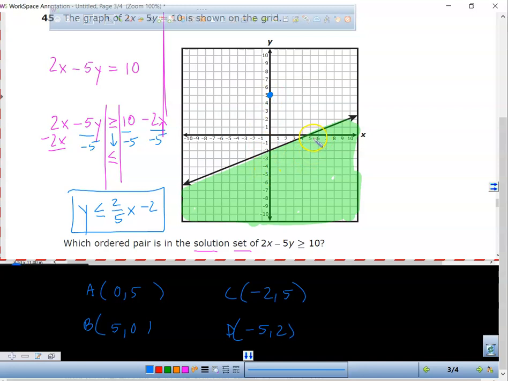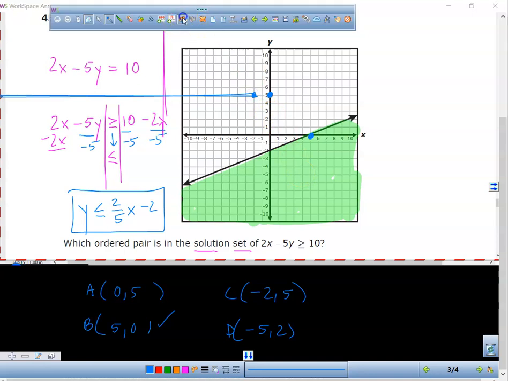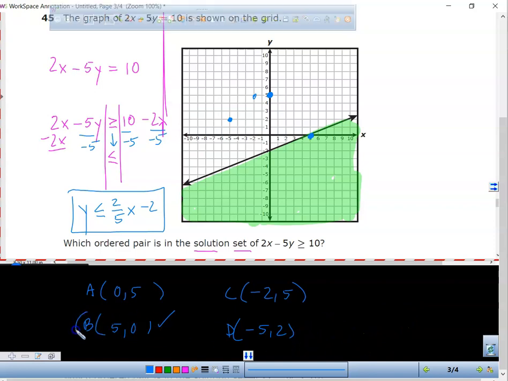Okay? 5, 0. Ooh, would 5, 0 work? Yeah, it looks like it would. How about negative 2, positive 5 up there? Way up there. Does that work? No. What about negative 5, positive 2 right there? Okay? Now let's say for example, so the answer is B.